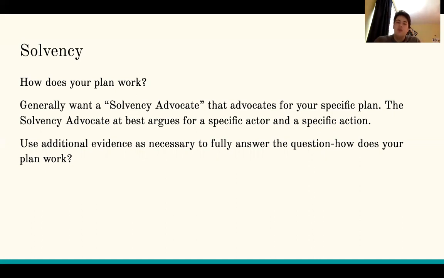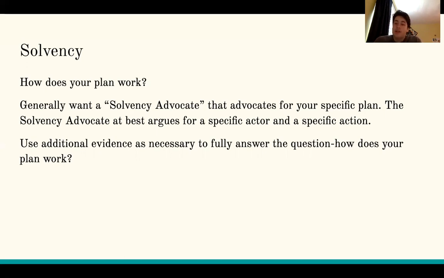Essentially, you want your solvency advocate to be as specific as possible because it, one, lets you respond really well to critics and different arguments. You can say, that doesn't apply to my specific version, or, you can prefer our author, their specific advocacy. Generally, if there's a trusted source who's advocating for exactly what you're advocating for, it gives you that nice ethos bump. Beyond your solvency advocate, use additional evidence as necessary to fully answer the question, how does your plan work?